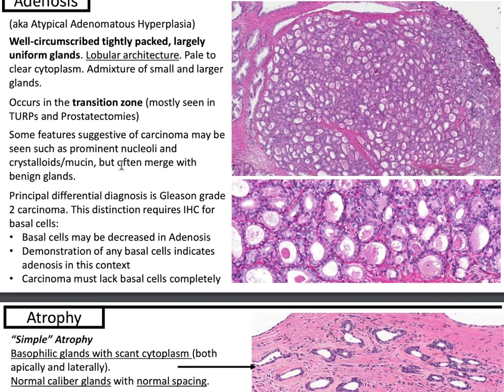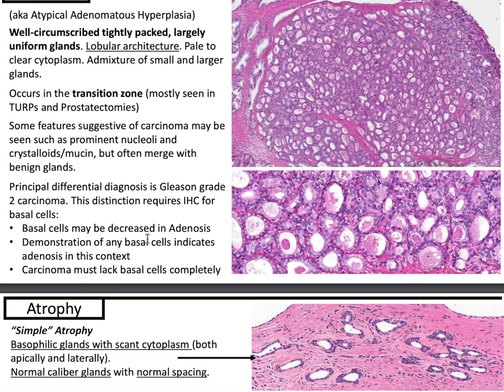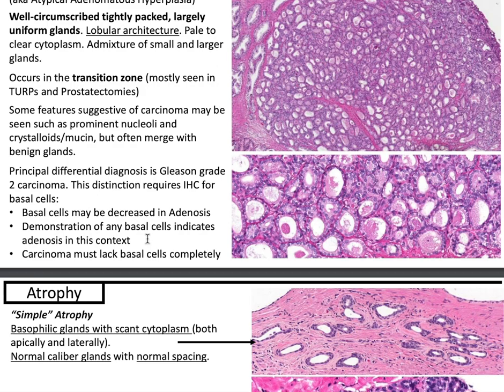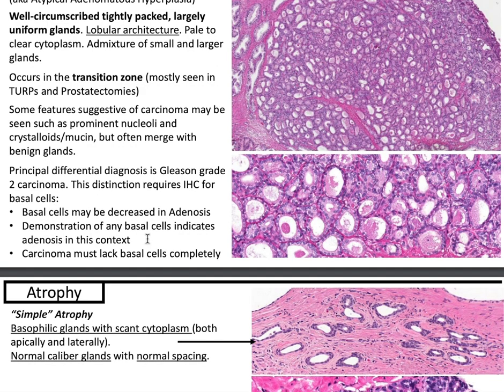Some features that may be suggestive of carcinoma may be seen here, such as prominent nucleoli, crystalloids, mucin, but often merge with benign glands. And the principal differential diagnosis is Gleason grade 2 carcinoma, and this distinction requires IHC for basal cells. Basal cells may be decreased in adenosis. Demonstration of any basal cells indicates adenosis in this context, and carcinoma must lack basal cells completely.